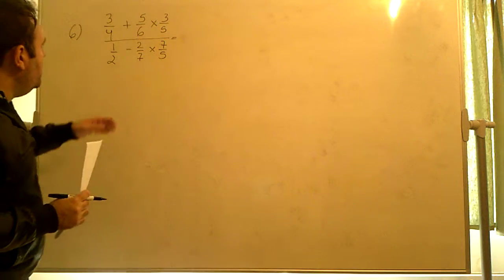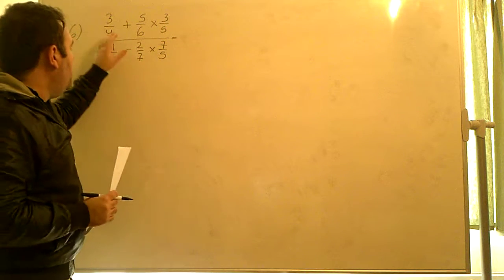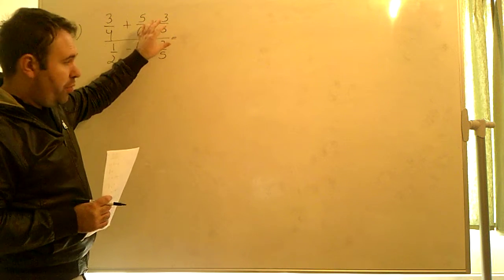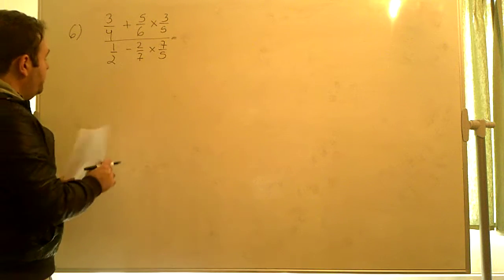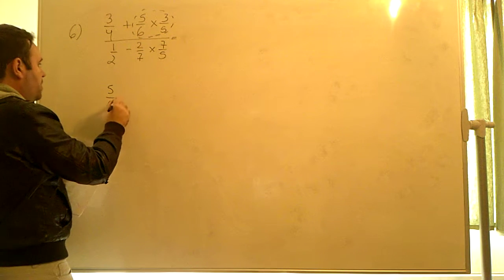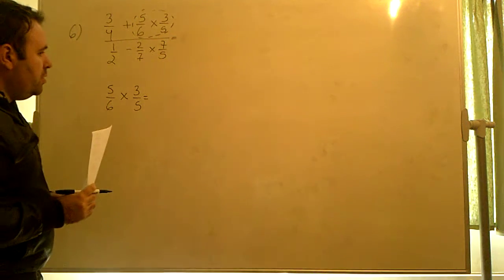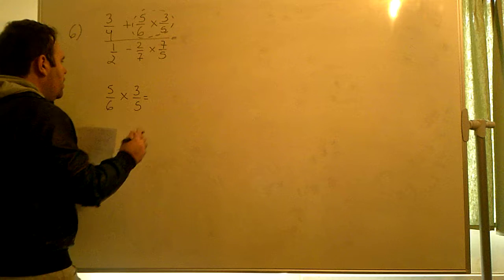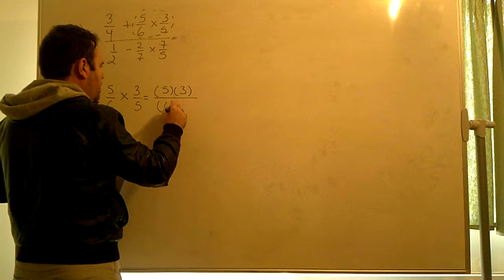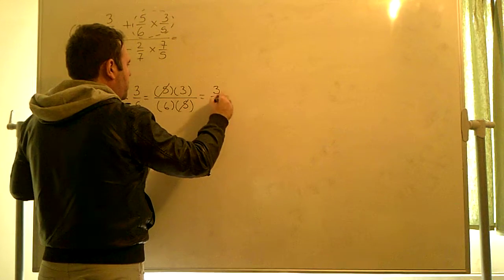So once again we have a numerator which is a fraction and the denominator which is another fraction. And we can see that the numerator is the sum of two fractions, one of which is actually a product. So we're going to deal first with the product. We take 5/6 times 3/5, and this would be equal to 5 times 3 divided by 6 times 5. Now 5 divided by 5 is 1, and we would be left with 3/6.